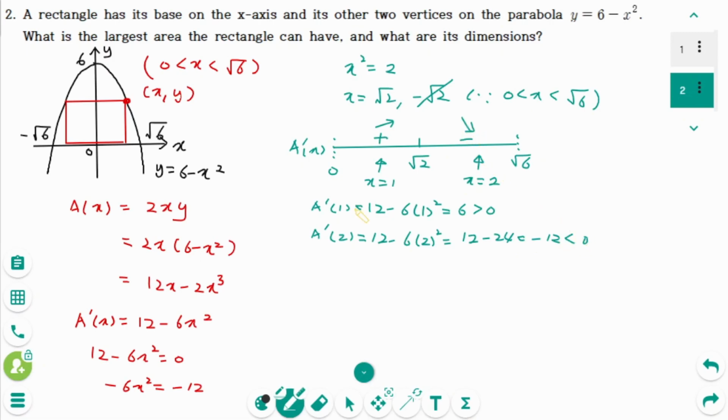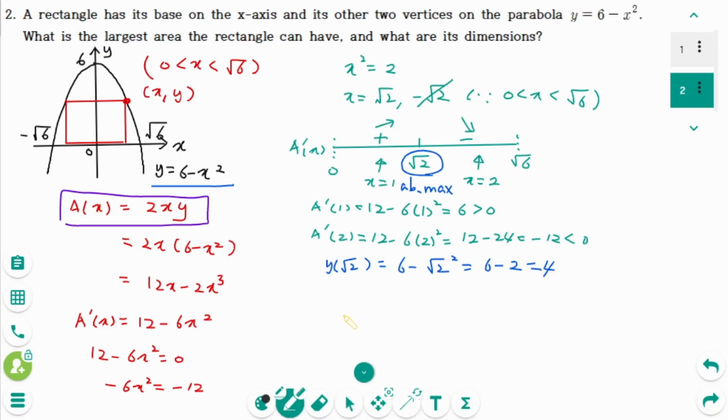A' changes from increasing to decreasing at x equals square root of 2. Now we verify that x equals square root of 2 gives an absolute maximum value of A. y equals 6 minus x squared. When x equals square root of 2, y equals 6 minus square root of 2 squared, then 6 minus 2, which is 4. A(x) is 2xy, then A(square root of 2) equals 2 times x, which is square root of 2, times y, which is 4.